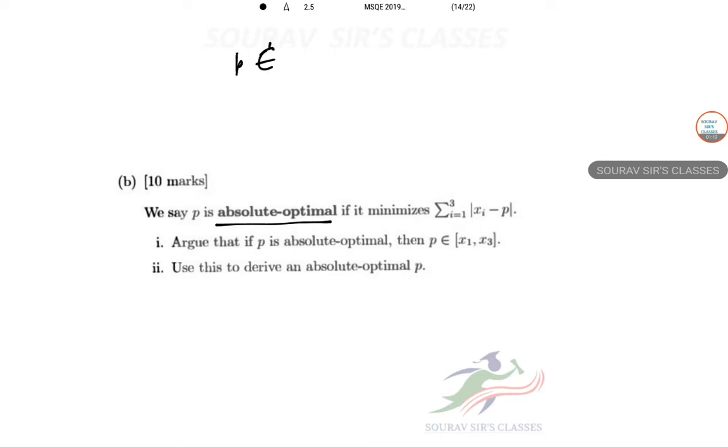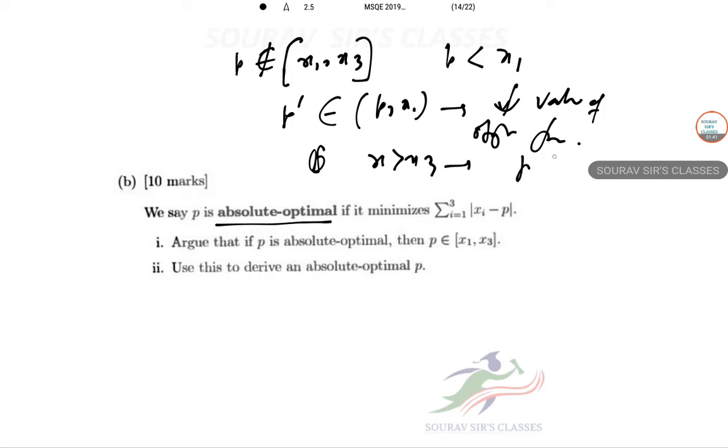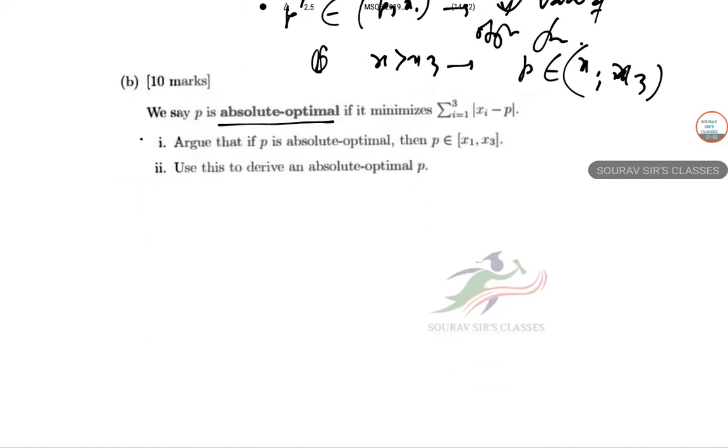Let p not belong to [x1, x3]. Suppose this, then the hospital can be moved to some point, maybe p', which is p moved towards x1, and doing so we reduce the value of the objective function. A similar argument applies for p greater than x3. So obviously p belongs to [x1, x3]. Next, now we know that this p value is between x1 and x3.